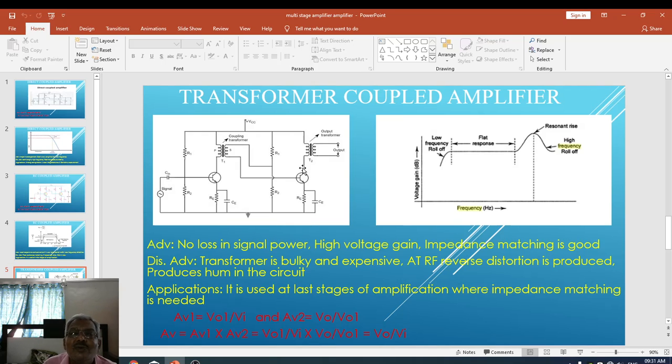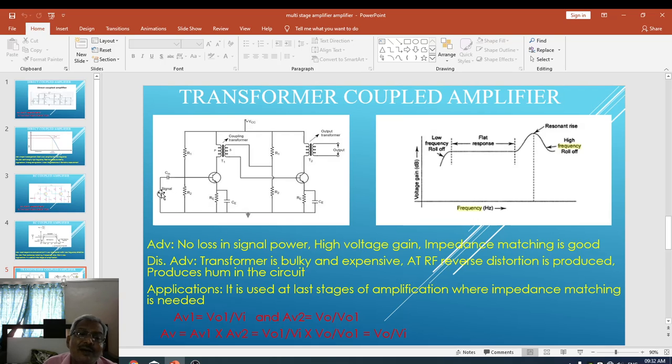Here another transformer T2 has its primary connected to the collector of Q2 and VCC, whereas across its secondary we can obtain the output. This transformer couples the output of the second stage, which is obviously the amplified voltage, to the measuring device. This is the construction of the transformer coupled amplifier.